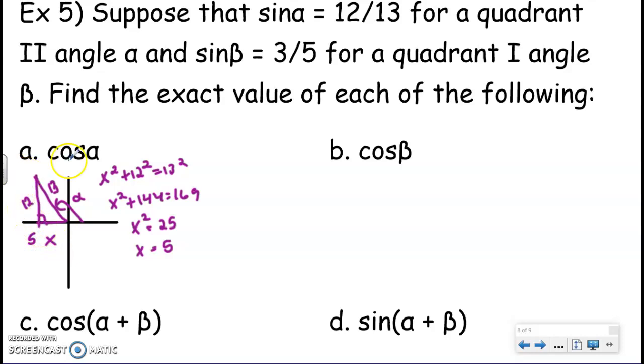Okay, so now cosine of alpha is going to be adjacent over hypotenuse, which is just 5/13. And actually it's going to be negative though, because my x is negative there. Pay attention to your signs.